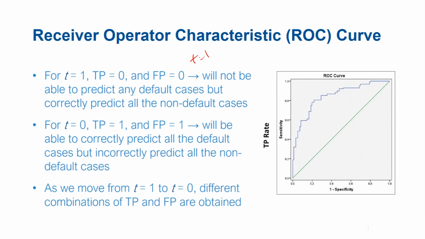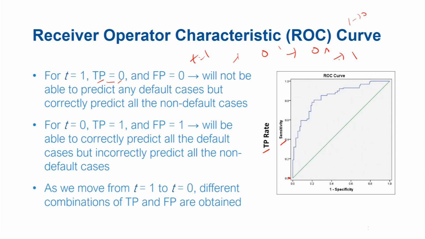In that case, our true positives will be 0. T equal to 1 is an extreme case where all the cases will be considered as non-defaulter. So all the loan applications, whether they are zeros or ones, will be considered as zeros. That means none of the cases will be classified as ones. Even the ones, all the ones will be classified as zeros. And therefore the true positive rate is 0. So the true positive rate or sensitivity of the model is here 0.